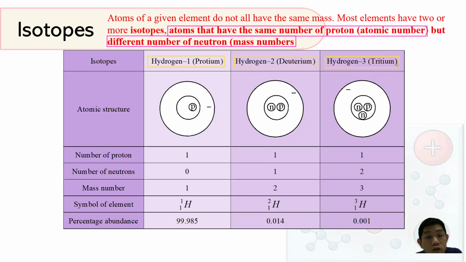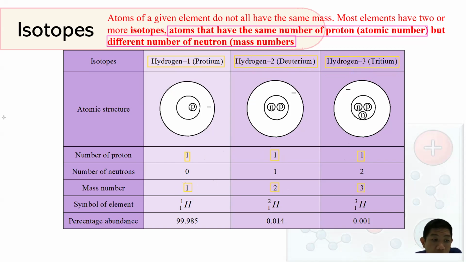Now, the difference between hydrogen-1, hydrogen-2, and hydrogen-3 is described in the table and the diagram below. All of them share the same number of protons, which is 1 proton. However, their mass numbers are different. Hydrogen-1 has mass number 1, hydrogen-2 has mass number 2, and hydrogen-3 has mass number 3.